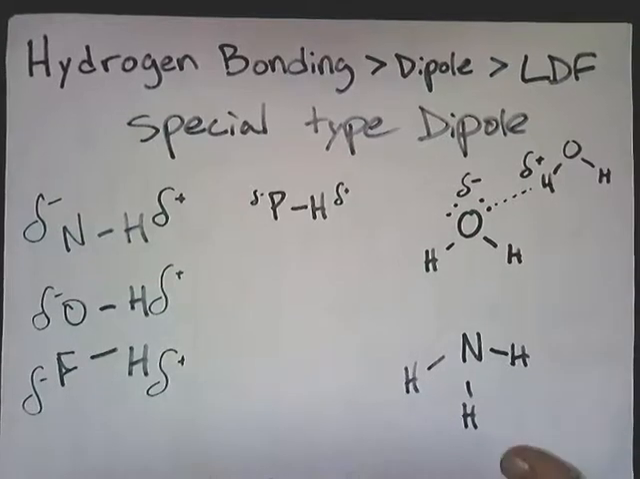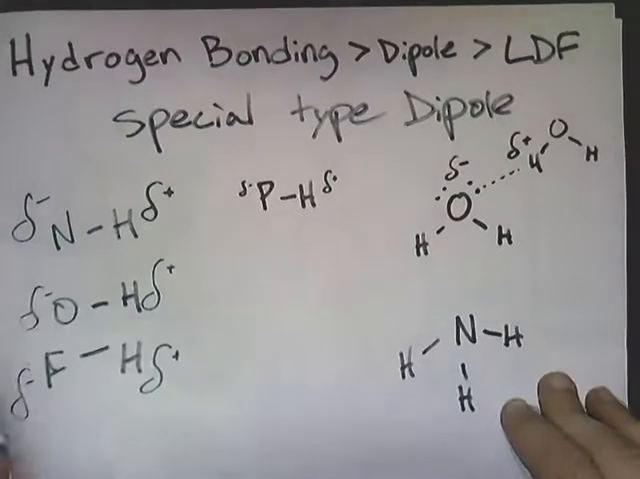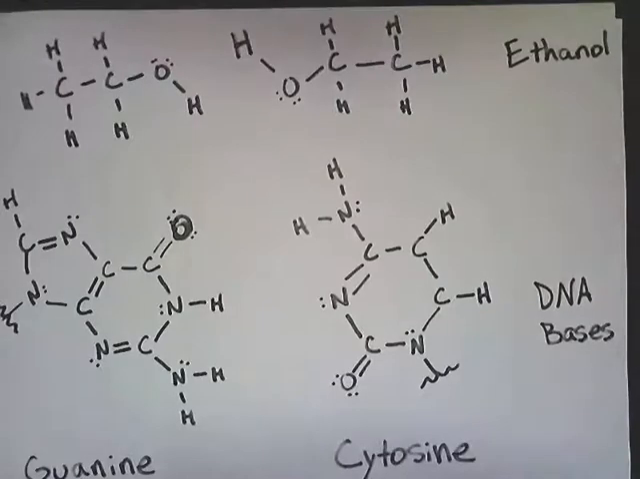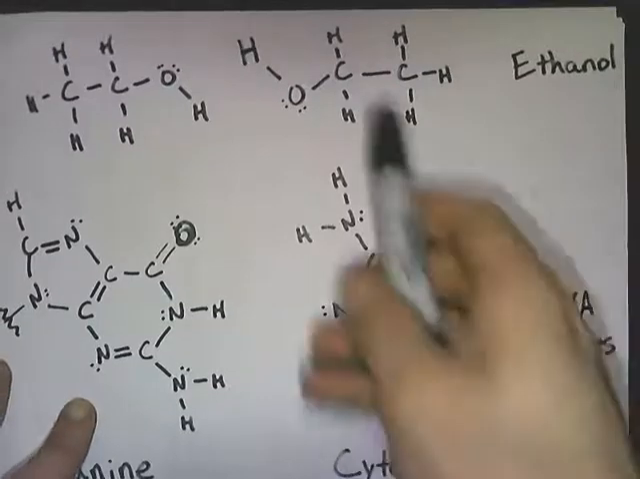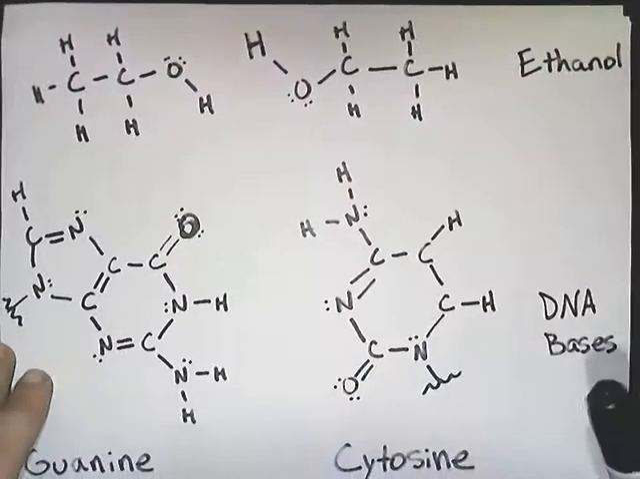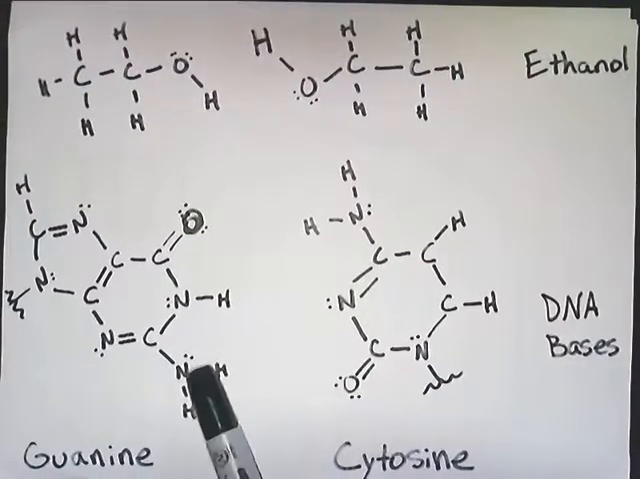But let's look at those bigger molecules. Here we've got some examples of some larger molecules. We've got ethanol shown up here, and we've got some DNA base pairs down here. Specifically, we've got guanine and cytosine. So take a look at these and see if you can identify where hydrogen bonding interactions will take place. And pause the video and think about that now.